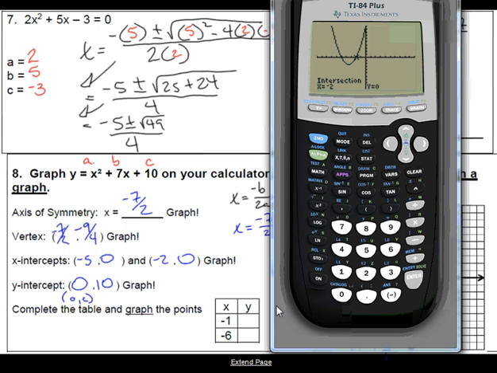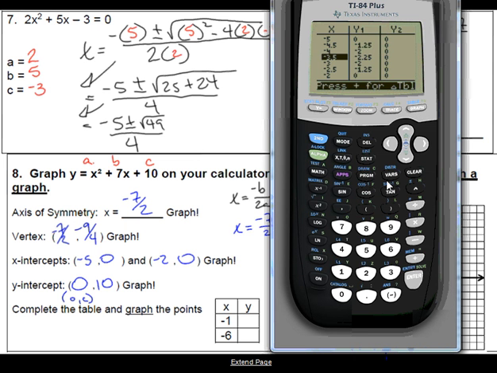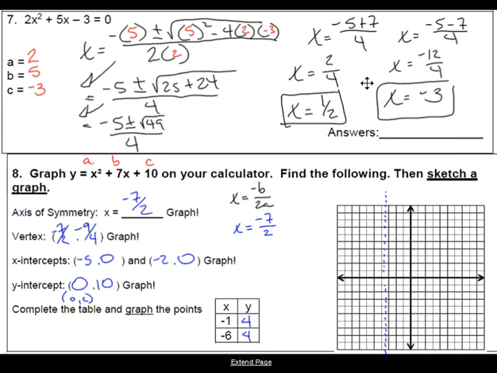Now here it's asking me to complete the table. Well, I already have a table completed, so I just have to write my values. I need negative 1. So I move down on my scale here till I find negative 1, and the answer to that would be 4. I need negative 6. If I go back this direction here and find negative 6, that will tell me this one is 4. I now have all the information that's needed to graph my equation, my function.